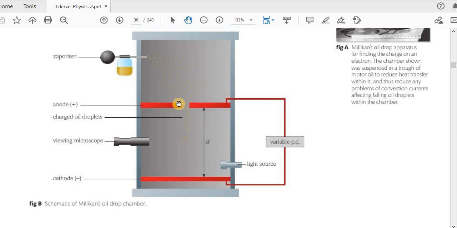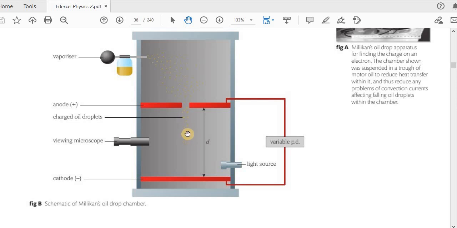In the beginning it will be falling with terminal velocity when this electric field is switched off. So it will fall, and then the weight, which is downwards, will be equal to the viscous drag or Stokes force when it has reached terminal velocity. Then you switch this on, and the electric force will be upwards, and that will cause this to decelerate, and you keep increasing this until it comes to a point where it stops.